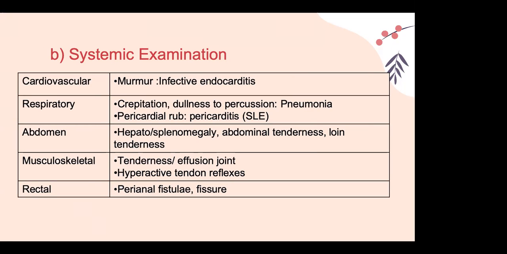And then for abdomen, it is commonly due to abscess in the abdomen. For example, hepatosplenomegaly, abscess in liver and spleen due to IE, erythema, tenderness, loin tenderness due to psoas abscess, and then musculature tenderness or joint effusion, such as in JIA, and then hyperactive tendon reflex in thyrotoxicosis. Next, for the rectal, you want to see is there any perianal fistula or fissure for abscess at the perianal.